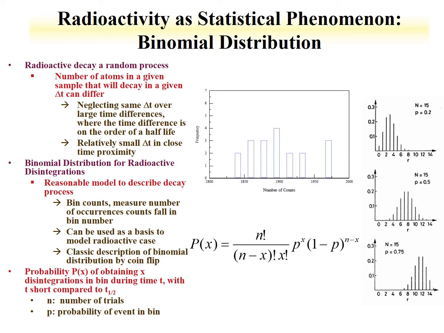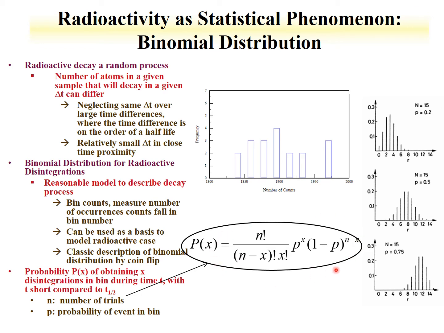The classic binomial distribution is a coin flip, right? So this is an example of binning numbers, having them fall into certain bins. The probability of obtaining X disintegrations in a bin during a time that is short compared to the half-life is given by this equation, where we have the number of trials n, and p is the probability of an event in that bin.